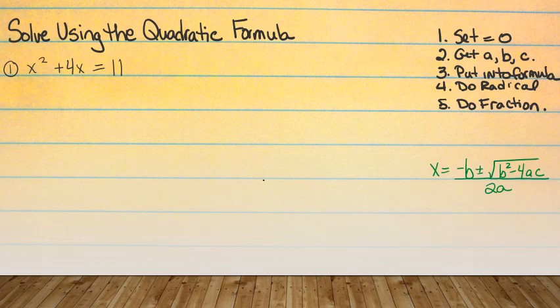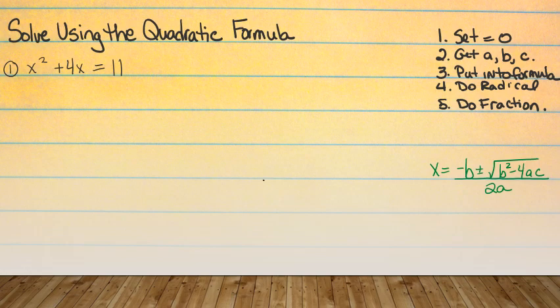So now we're going to solve this quadratic equation by using the quadratic formula. The quadratic formula is written on the right-hand side. It says negative b plus or minus the square root of b squared minus 4ac, all divided by 2a. It is to your benefit to memorize that.